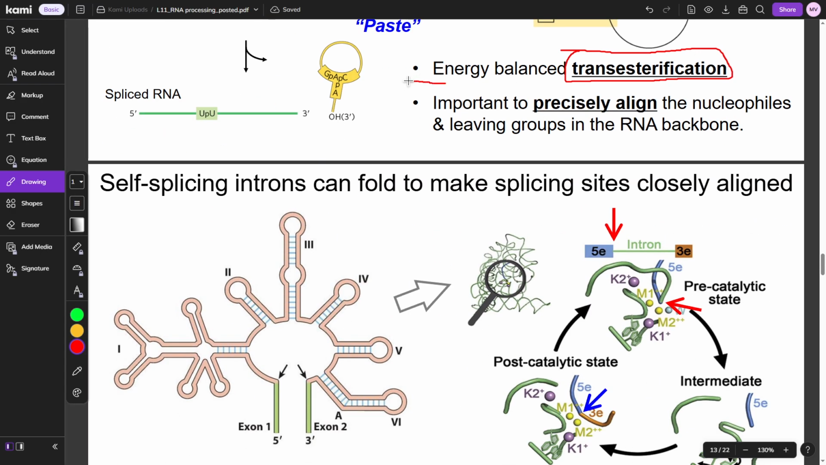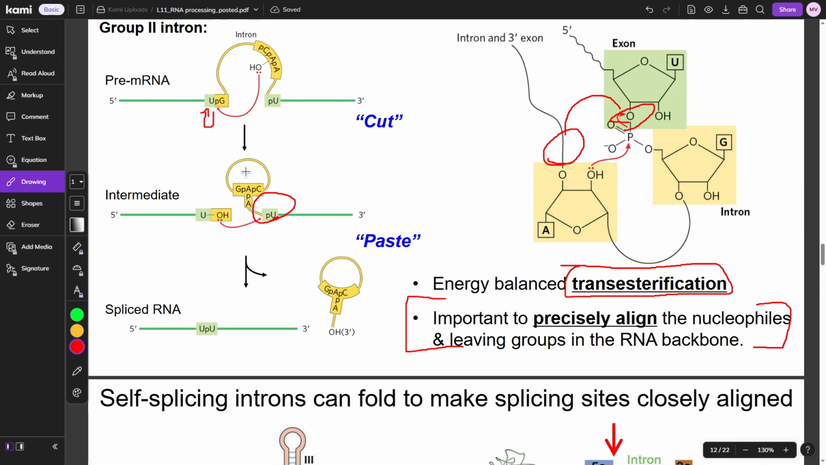And like I said before, it's important to align the nucleophiles. With this alignment thing, it's important that this condensing happens to align the nucleophile. So this nucleophile is close enough to that U to actually do the attack.